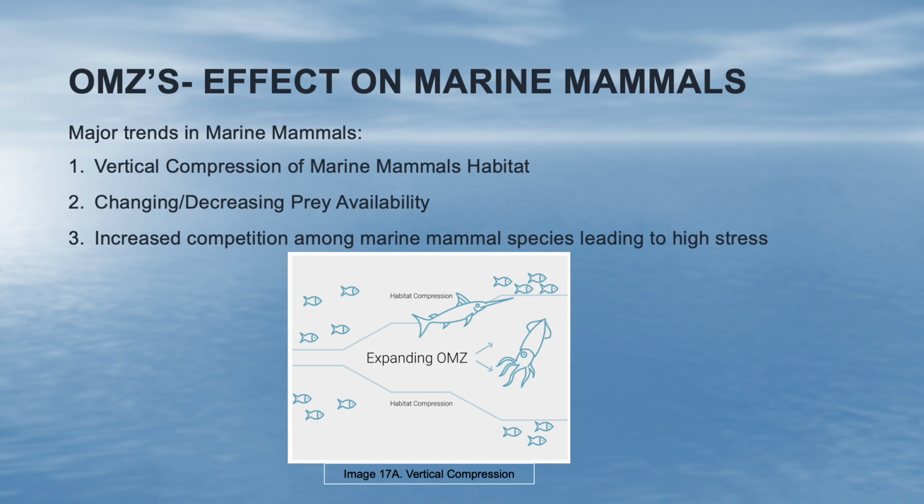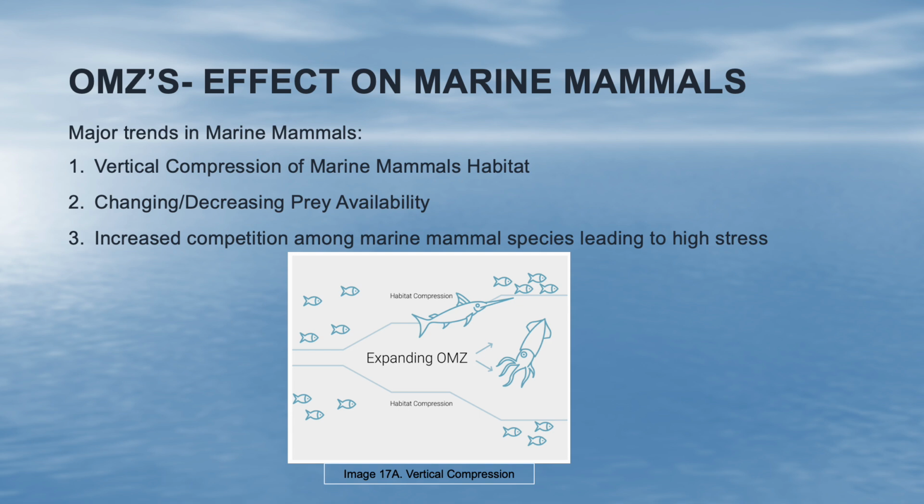So specific studies and articles in major OMZs give examples to show the different effects oxygen minimum zones have on marine mammal populations, and these major trends include vertical compression of marine mammal habitat, changing or decreasing prey availability, and increased competition among marine mammal species, leading to high stress. So what do the first two essential points mean?